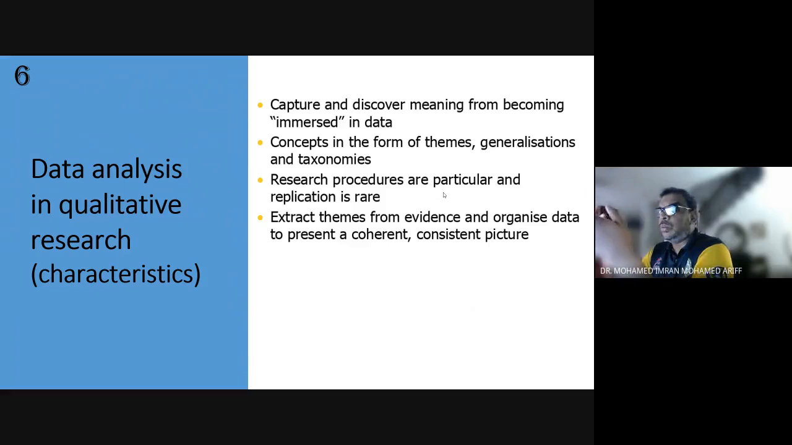Kadang-kadang kita duduk pun ada juga kita buat recording, kita dengar, kita tanya soalan, okay? And then ada juga saya pernah tengok research yang dia letak kamera, dia fokus dekat muka orang pula. Dia nak tengok kalau orang tu setuju macam mana, senyum, angkat kening, garu hidung ke apa ke. So these are facial expressions that support whether the person agrees or not with the statement.